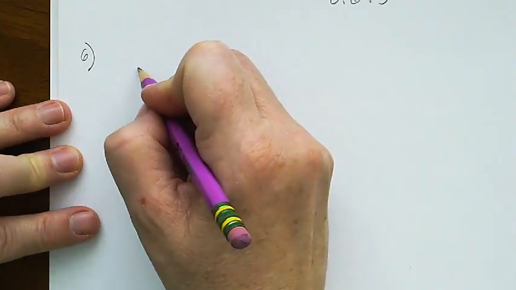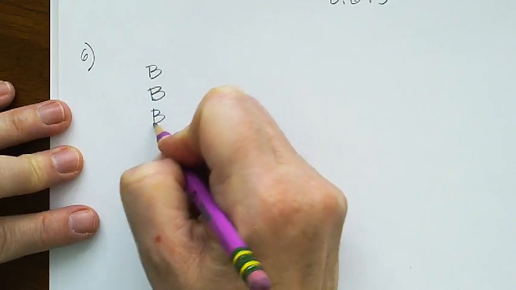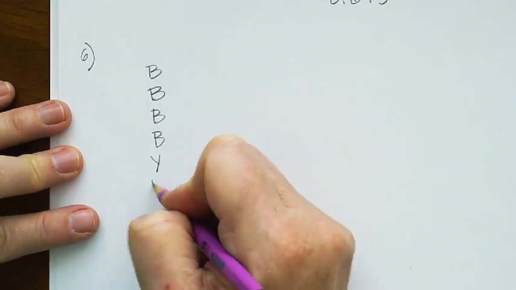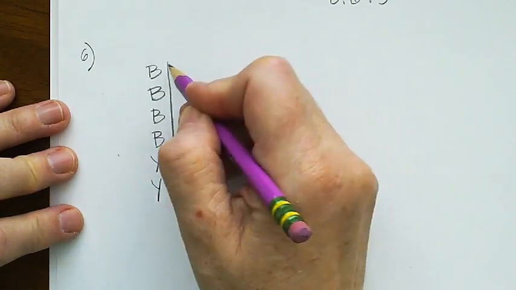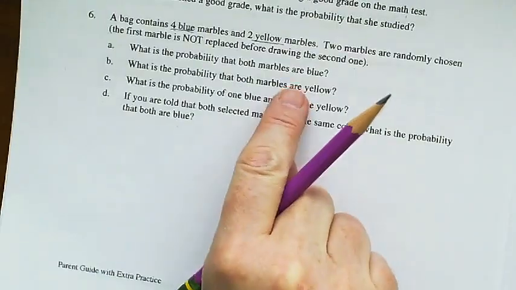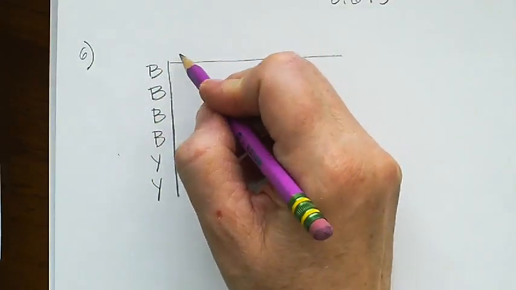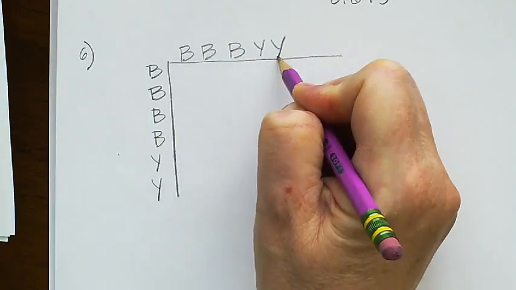That's 6 marbles total. 4 are blue, 2 are yellow. Okay, so you draw a marble and then it's asking for the probability that both are blue. So if the first one I pick is blue, I'm going to be left with 3 blues and 2 yellows.